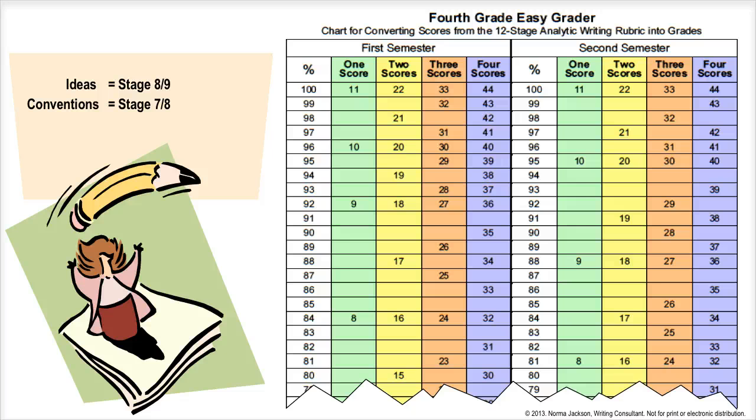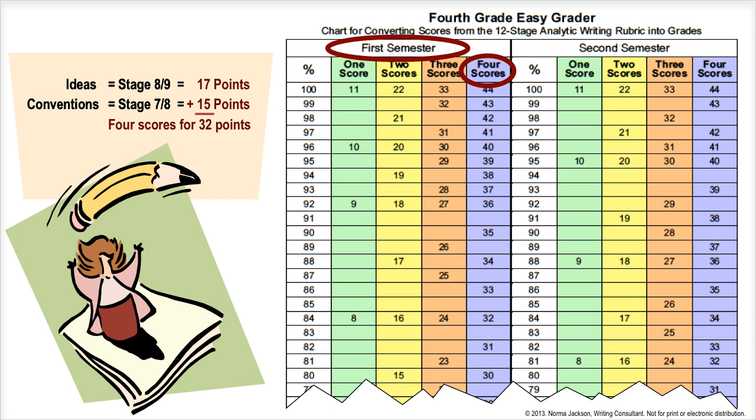When a writer demonstrates proficiency between two stages, both scores are added together and counted as two scores. For example, on the paper we just examined, the student demonstrated Stage 8-9 development of ideas and Stage 7-8 accuracy of conventions. That's counted as 4 scores. Add 8 and 9 together and 7 and 8 together for a total of 32 points. If the grade is taken during the first semester, use the column for 4 scores located on the first semester side of the chart. When we follow that row to the left, we find the corresponding grade of 84%.